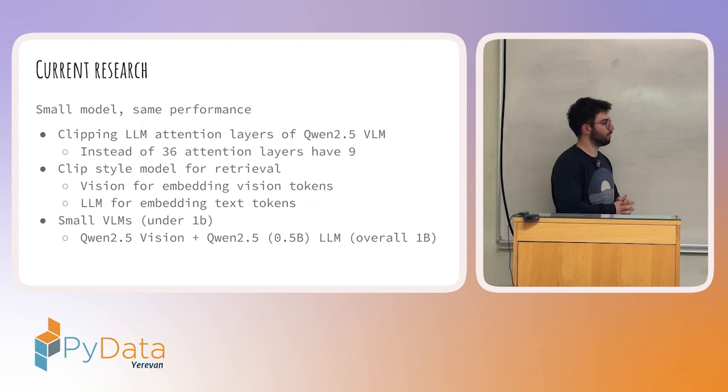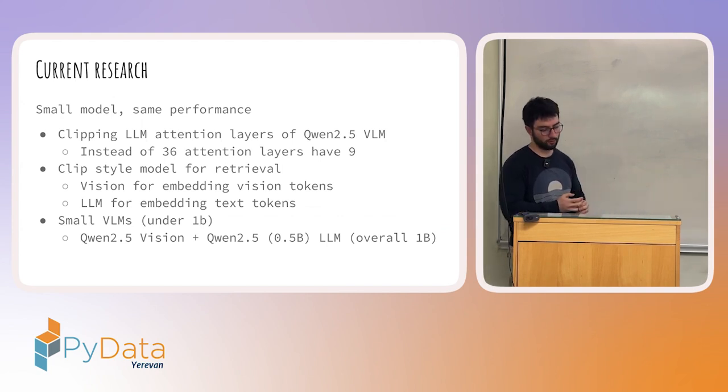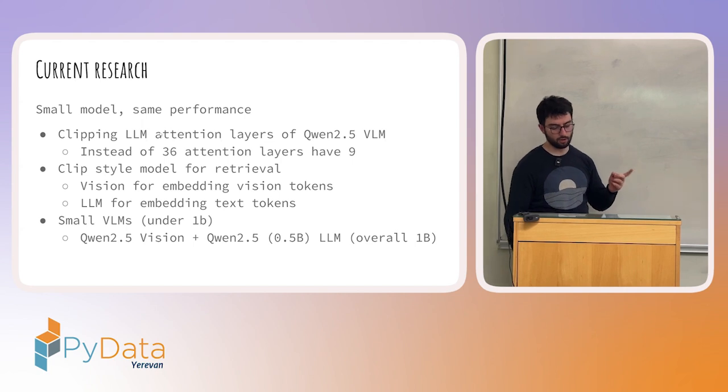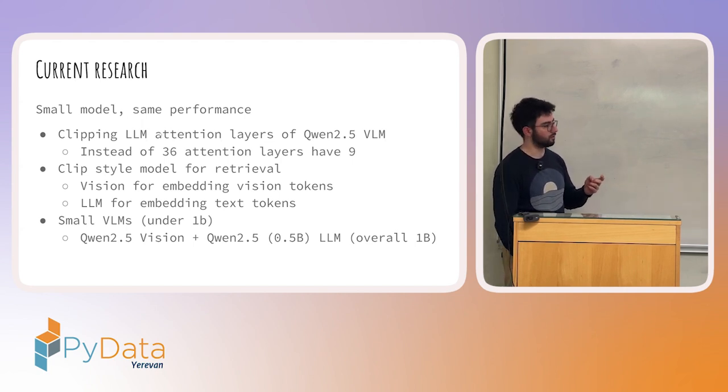And we saw that even with 9 layers of attention instead of 36, the score doesn't go down as much. For this one, the original score with the 36 layers was 90, and with 9 layers, we had a score of 87. So the difference is not big, but we are cutting the model by a lot. The 3 billion model has been cut to a 1.7 billion model.